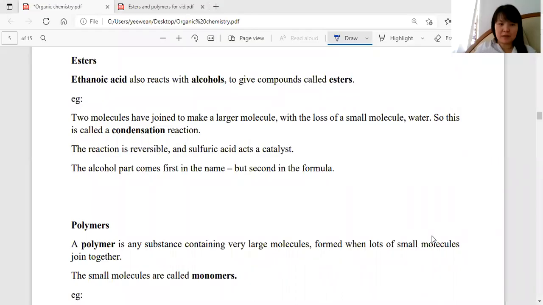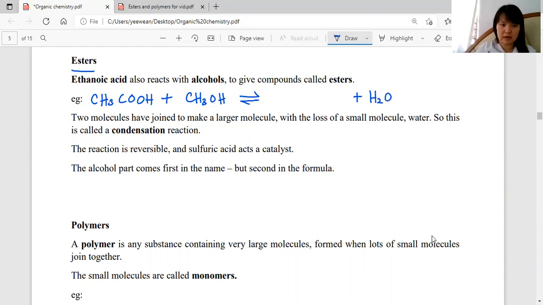This video is on esters and polymers. Esters are made of carboxylic acids and also alcohols. For example, if I have an ethanoic acid here, meaning 2 carbons, and one of it is a COOH, and an alcohol, the simplest alcohol, let's say methanol, and a reversible arrow here because it's a reversible reaction. It will form the ester, and there'll be a loss of a small molecule of water, which is why it's a condensation reaction. Now, to make the reaction favor the right-hand side, we will want to remove this water.